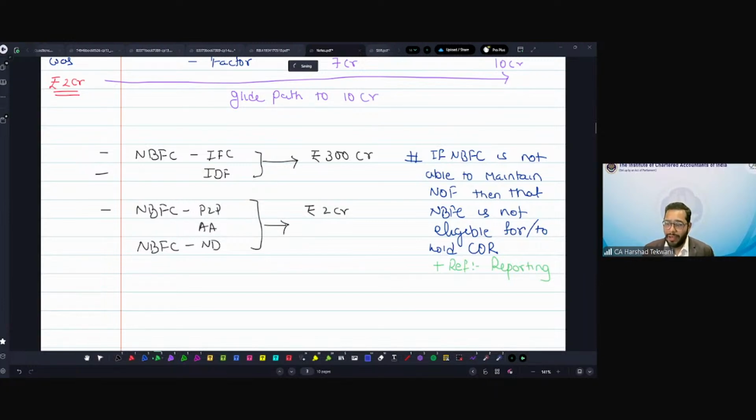Okay, so there is a requirement in the act that if the NBFC fails to comply with any of the conditions, like NOF or any other condition, then in that case RBI can cancel the license of the NBFC, or the certificate of registration of the NBFC. Okay. Any doubt?